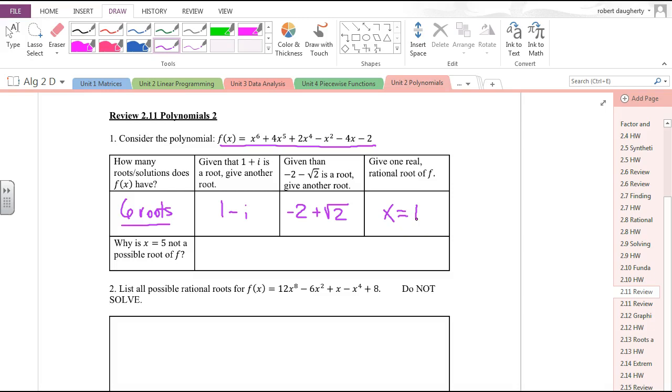Why is x equals 5 not a possible root? The only possible roots are plus or minus 1, the factors of 2 over factors of 1. So 5 is not a possible root.